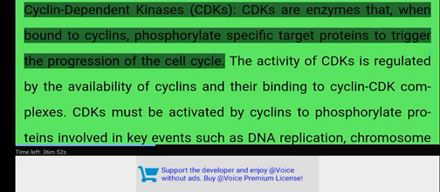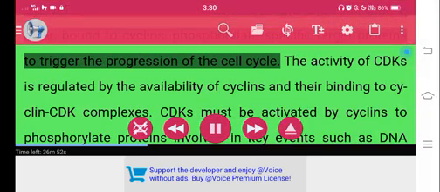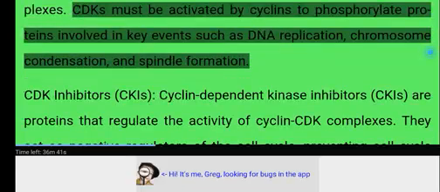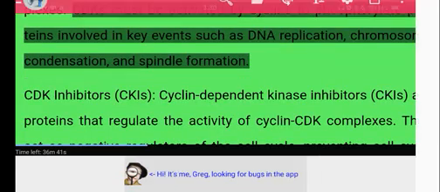Cyclin-dependent kinases, CDKs, are enzymes that, when bound to cyclins, phosphorylate specific target proteins to trigger the progression of the cell cycle. The activity of CDKs is regulated by the availability of cyclins and their binding to form cyclin-CDK complexes. CDKs must be activated by cyclins to phosphorylate proteins involved in key events such as DNA replication, chromosome condensation, and spindle formation.